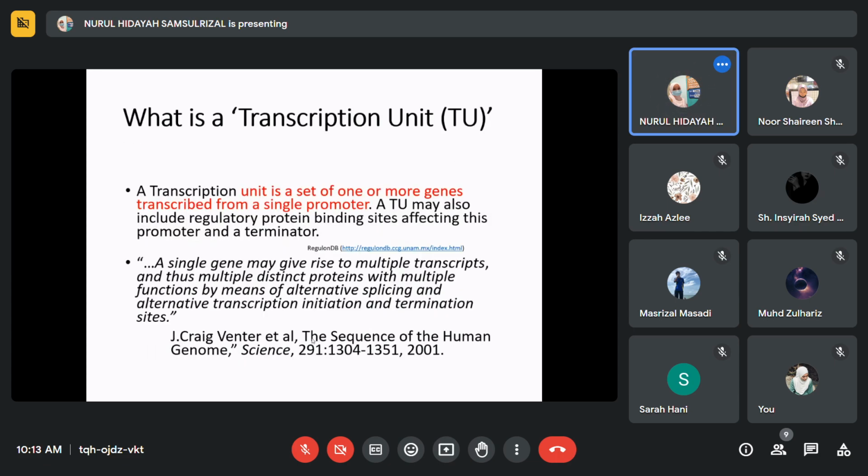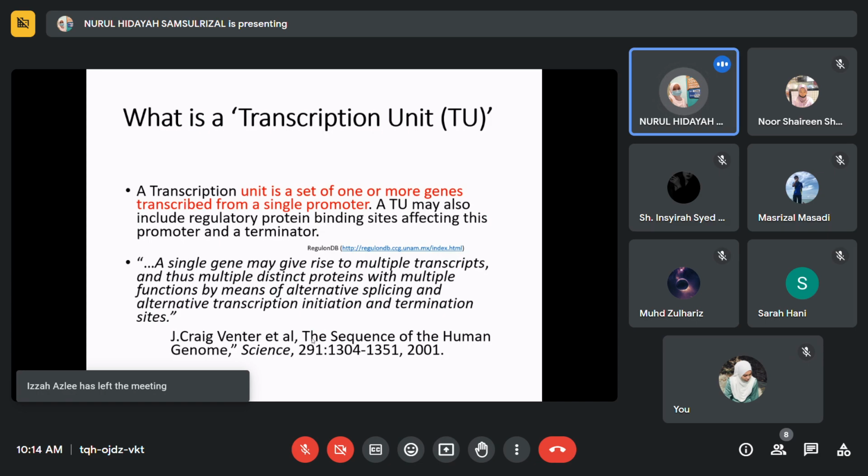So here, what is a transcription unit, or TU? A transcription unit is a set of one or more genes transcribed from a single promoter. It may also include the regulatory protein binding sites affecting this promoter, and the terminator. So these are the meanings of transcription unit: a set of one or more genes transcribed from a single promoter. A single gene may have multiple transcripts and multiple distinct proteins with multiple functions by means of alternative splicing and alternative transcription initiation and termination sites. This is what was stated by Craig in the sequence of the human genome in 2001.